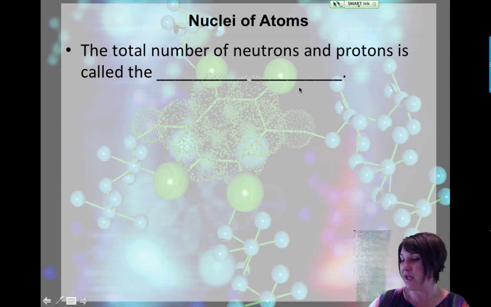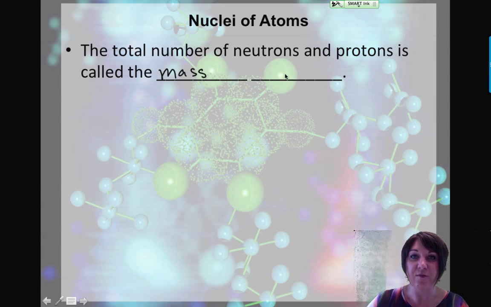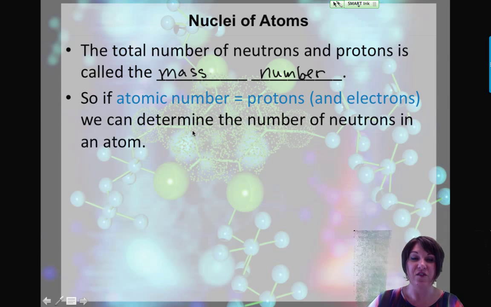So in the nuclei of the atoms, there are protons, but there are also neutrons. The total number of neutrons and protons put together is called the mass number. Protons and neutrons make up the entire mass of the atom. The electrons weigh such a small amount that it's not even measurable when we're looking at the mass number for the atom.